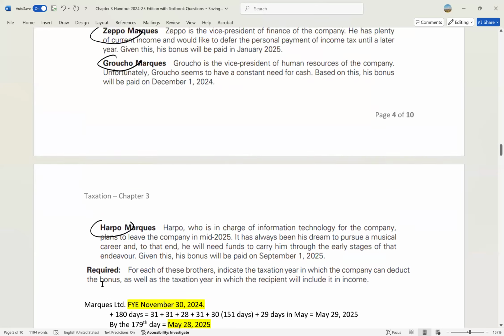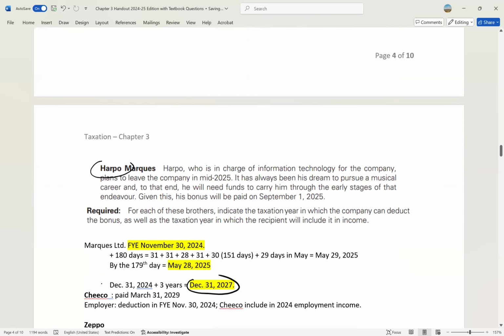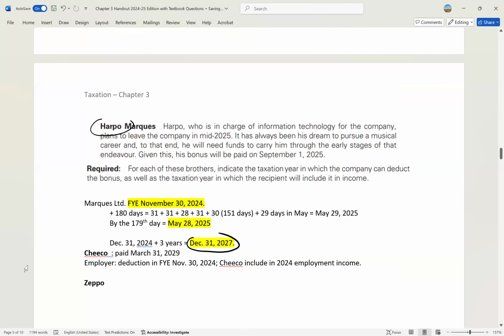So let's look at Zeppo. Zeppo's payment will be paid in January 2025. So this is going to be one where it fits into that standard bonus. So the payment's going to be for Zeppo in January 2025.